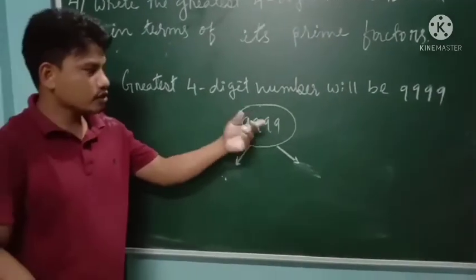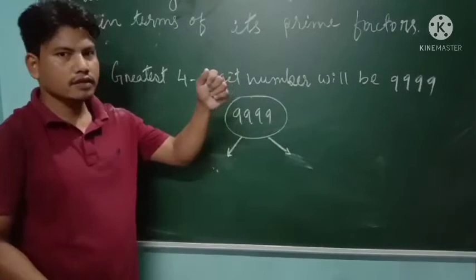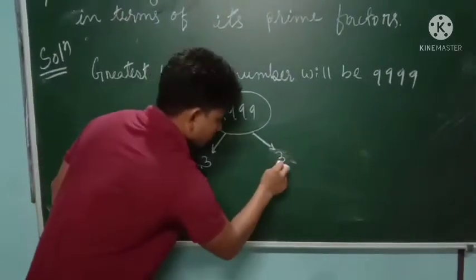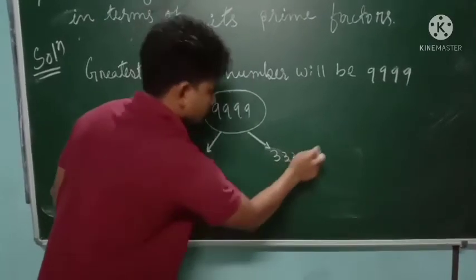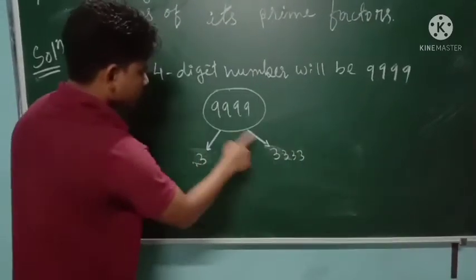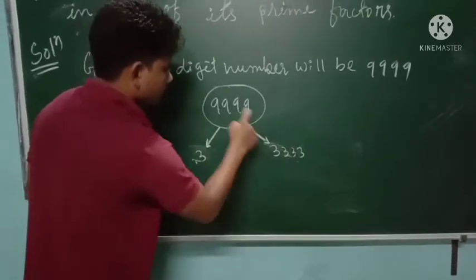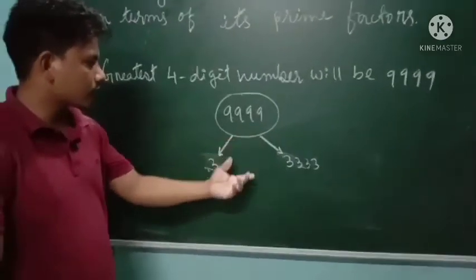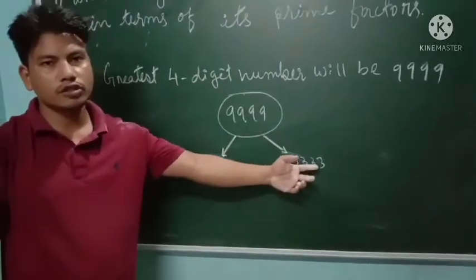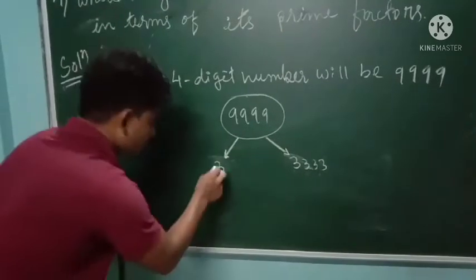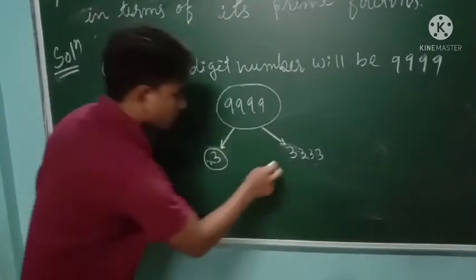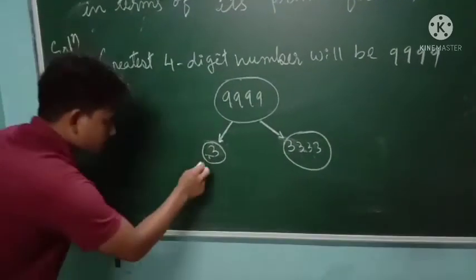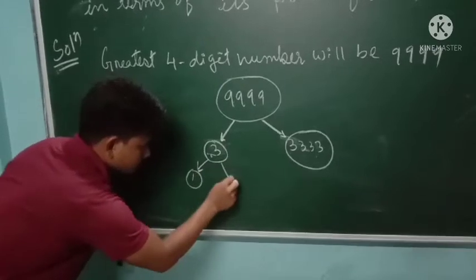What is the factor of 999? So we know that students, 3 3s are 9, 3 3s are 9. So this 999 we can write their factors, 3 and 333. So again you have to make it one round like this, and this 3 you can divide like this also.